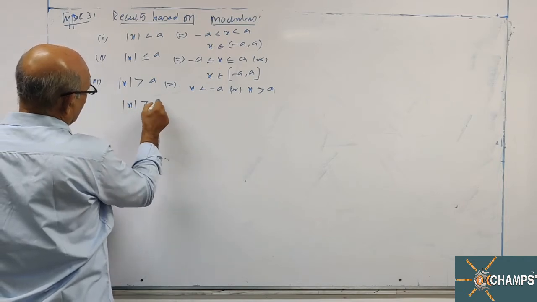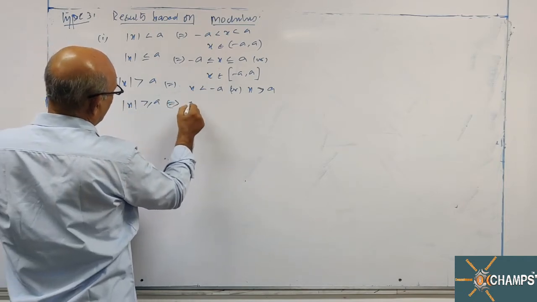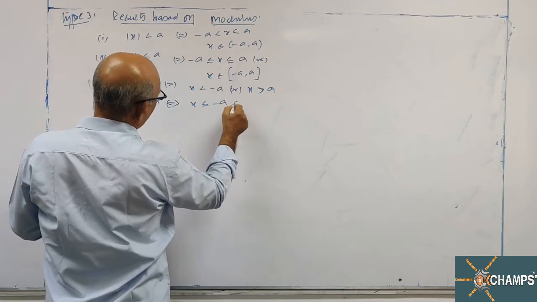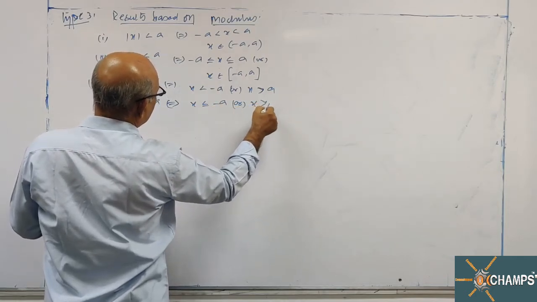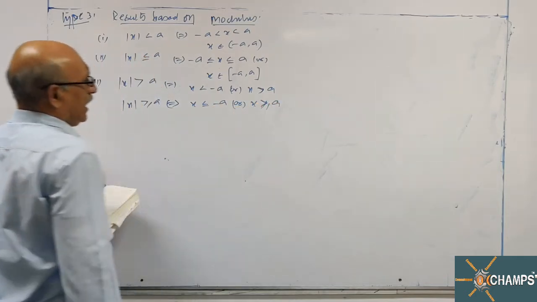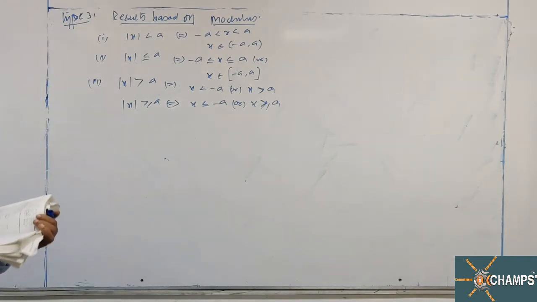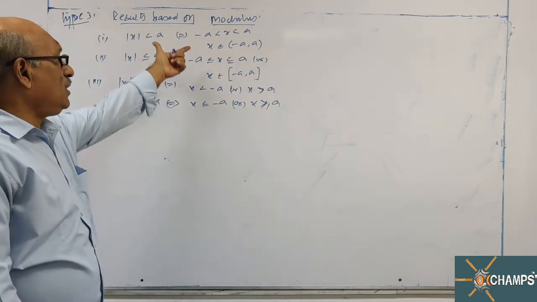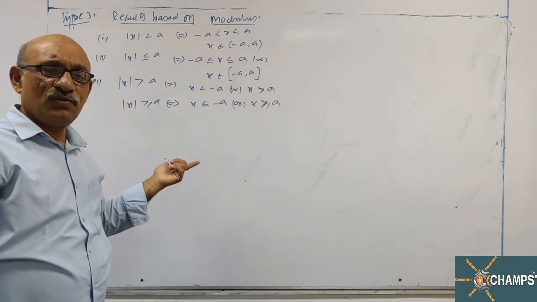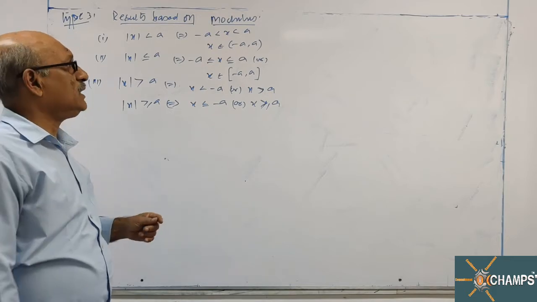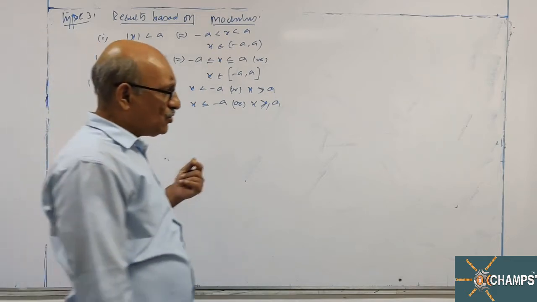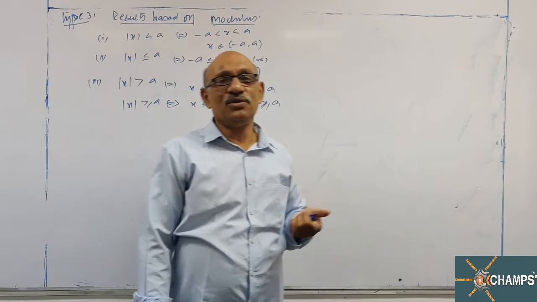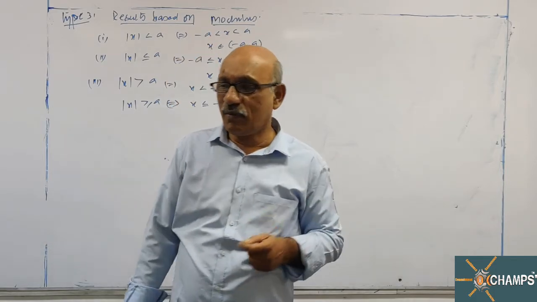Modulus of x is greater than or equal to a implies and is implied by x is less than or equal to minus a, x is greater than or equal to plus a. Based on this we have some results. One or two problems I'll do. Numerical problems of this model given in the CA exam, that is in CPT, and there is no change in maths paper, same syllabus. So I'll do a couple of problems on this.